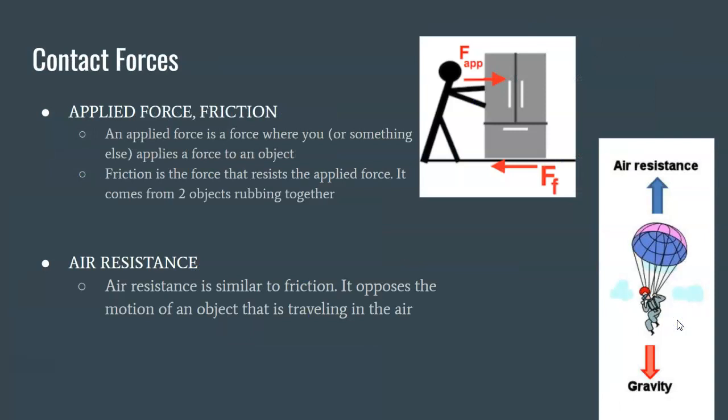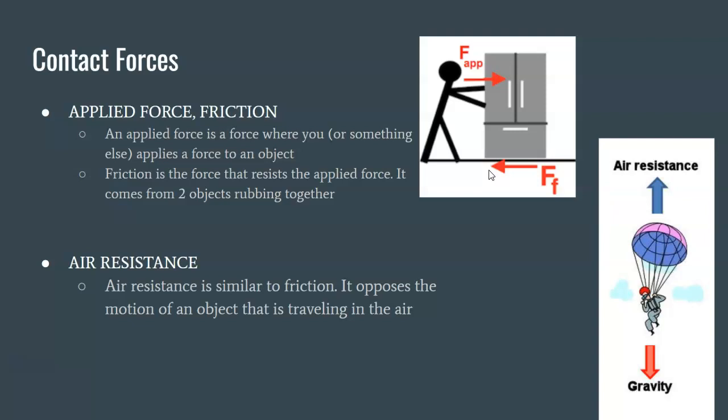Now let's compare that to a few contact forces. There's applied force, which is just the force that is being exerted by somebody. Somebody is pushing, or something is pushing, on an object. So in this little simple picture here, we have a person pushing a fridge and their applied force is going in this direction. Now, oftentimes in our everyday life, we experience friction. Friction is a force that resists the applied force. You can see it's going in the opposite direction of this person's applied force.